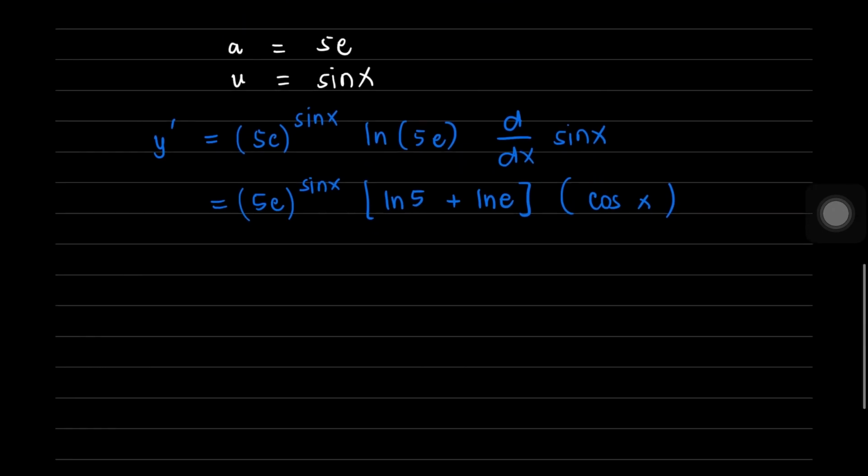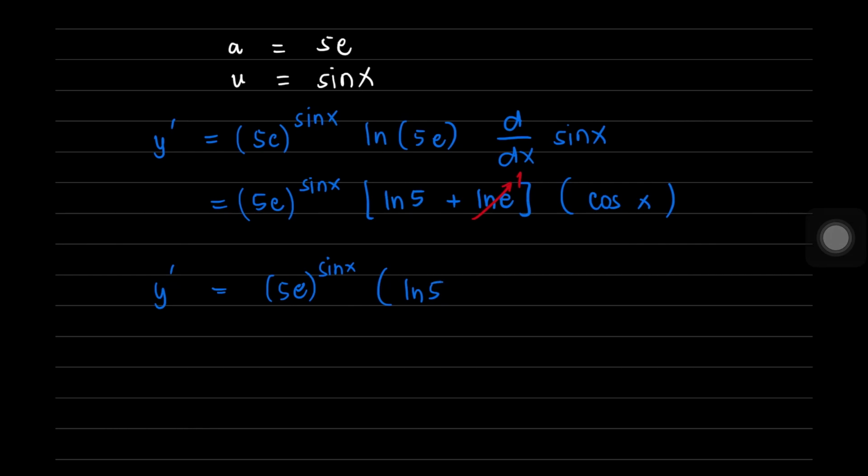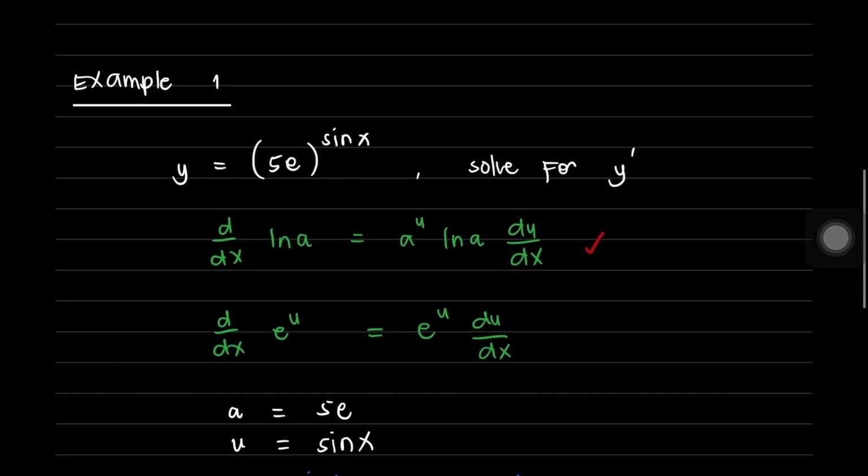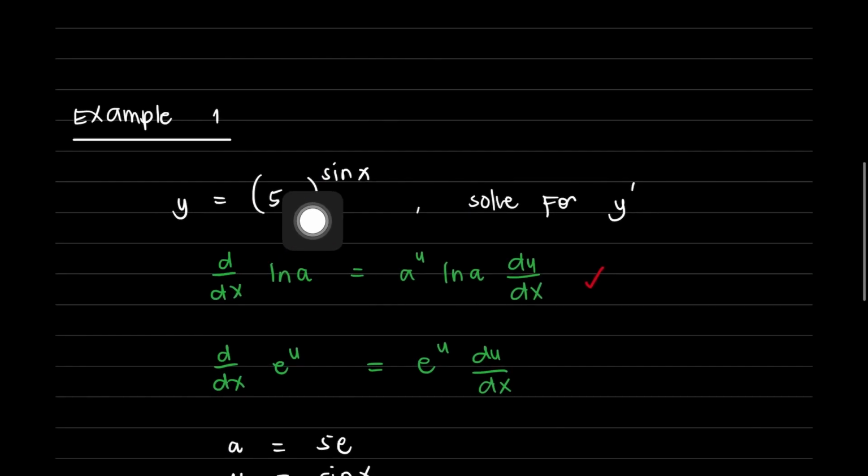If we simplify this, natural logarithm of e is equal to 1. Therefore, our final answer is 5e raised to sine of x multiplied by ln of 5 plus 1, multiplied by cosine of x. So this is the first derivative of the function y equals 5e quantity raised to sine of x.